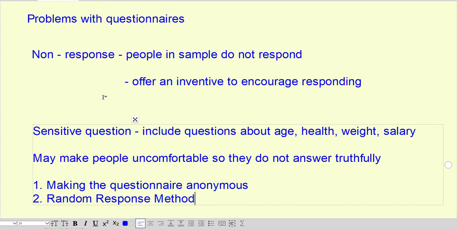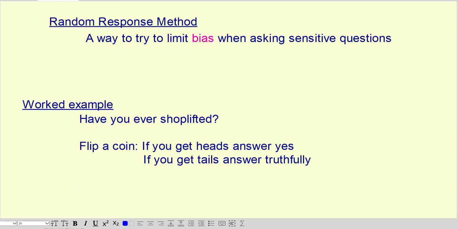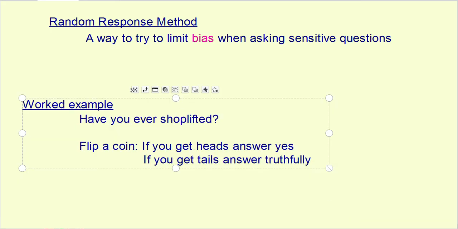For higher students, you need to be comfortable with the random response method and how we use it. Let's cover the random response method then. The random response method is a way to try and limit bias, a way to try and limit distortion when asking sensitive questions, because people may not answer truthfully.